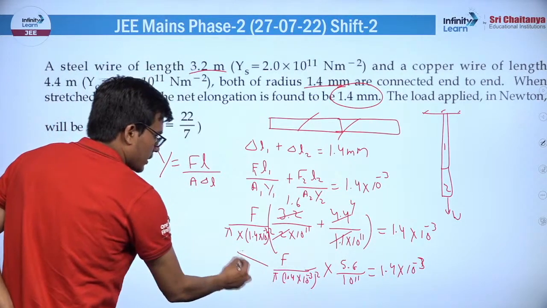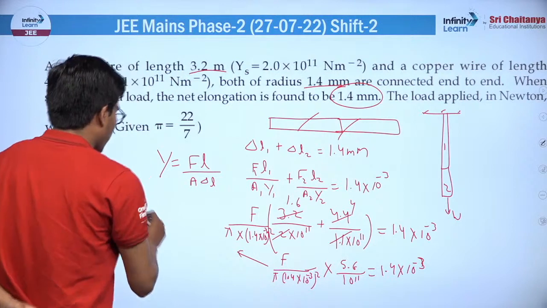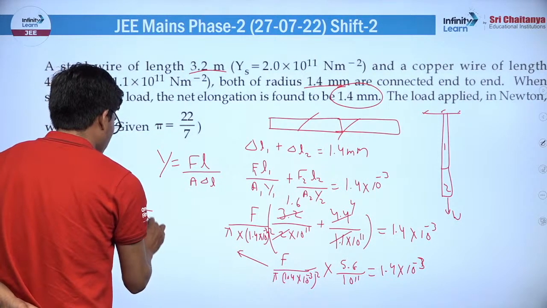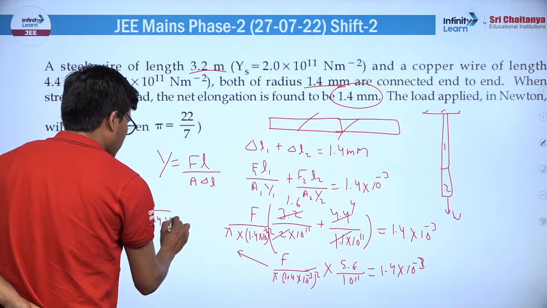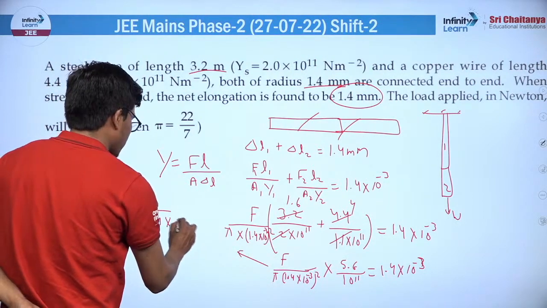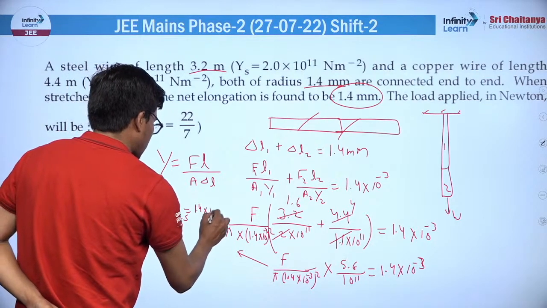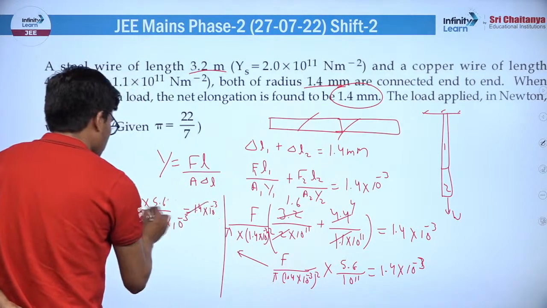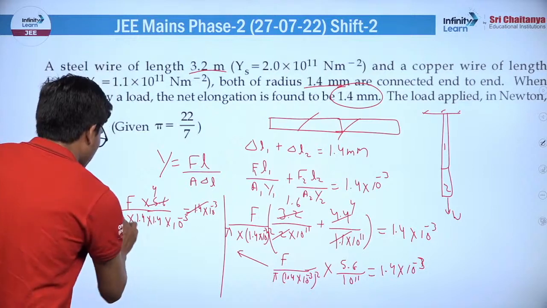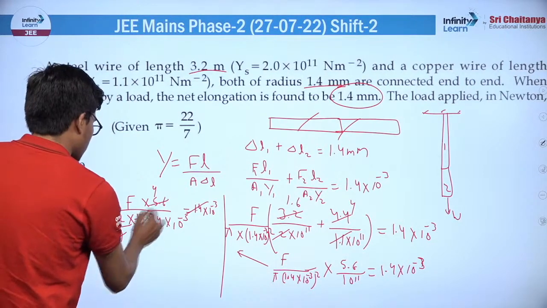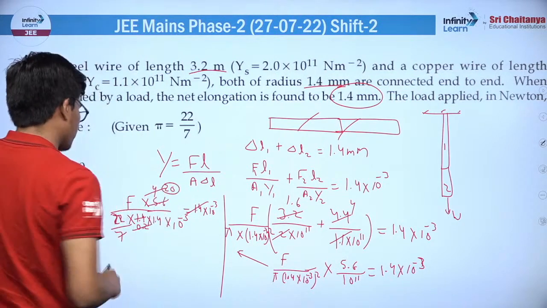Let us just calculate in a very simple manner. F upon pi into 1.4 into 1.4 into 10 to the power minus 6 and minus 11 will be minus 5. This is 5.6. This is 1.4 into 10 to the power minus 3. So this is 4 times. Pi you can write 22 by 7. So this will be 0.2 times. This will be my 20 times.